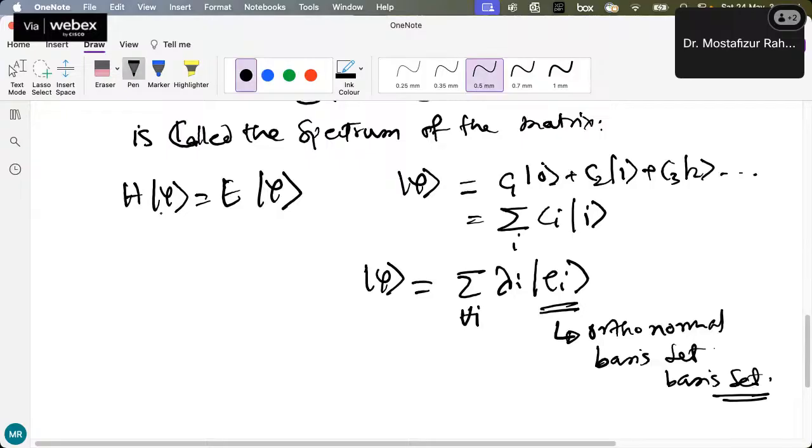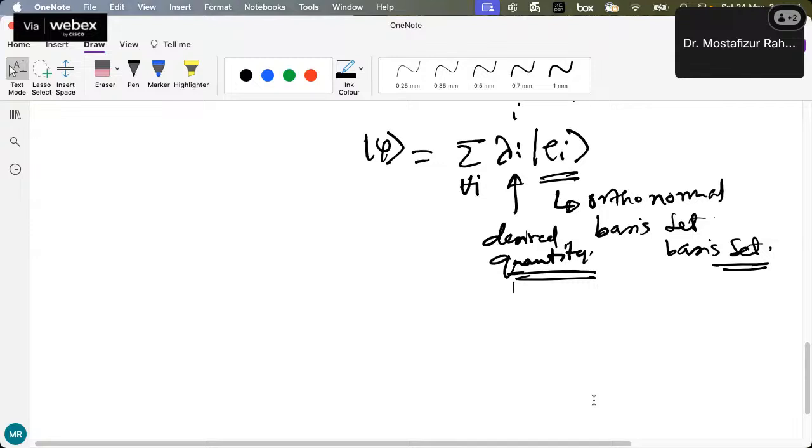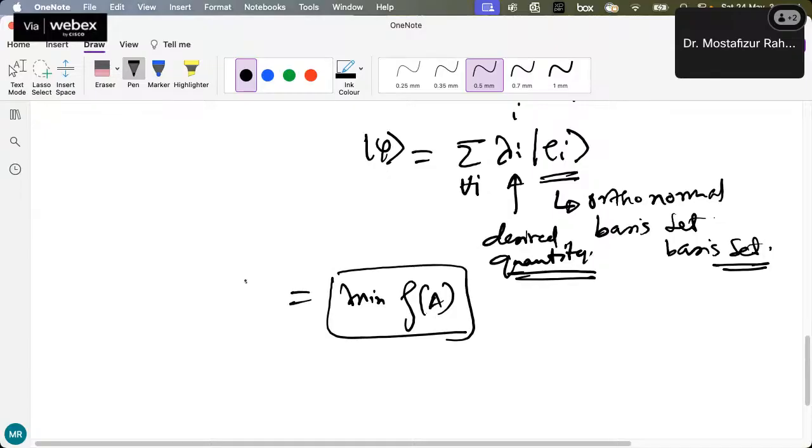Earlier I started with some arbitrary wave function. I do not know whether this is the wave function that will give me the exact quantity I am interested in or not. But I can always represent any arbitrary wave function in the computational basis, similarly in the eigenbasis, as lambda i times ei. If I can do that, then I can estimate all these lambda. These are the desired quantity. Basically, if you find the minimum of your expectation value, that equals lambda min, and this is the ground state energy of your system.